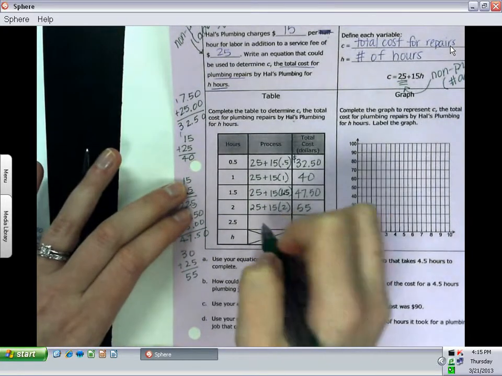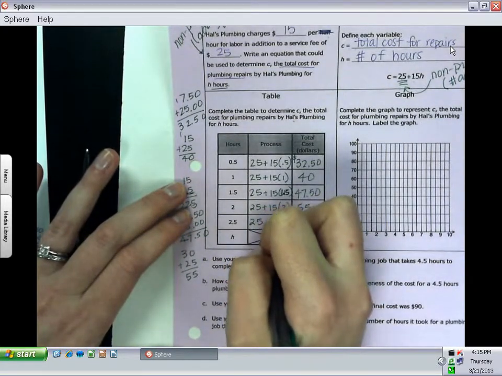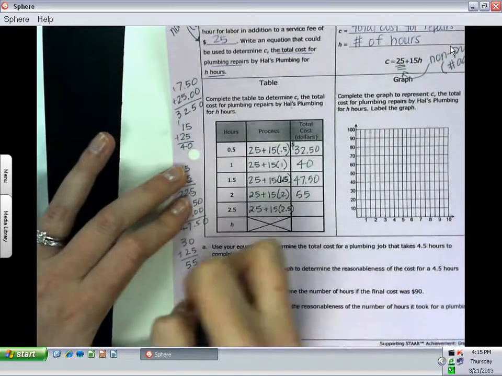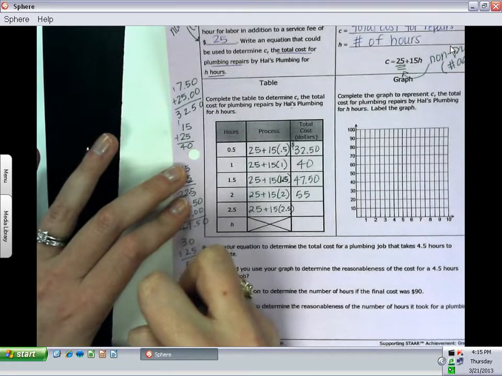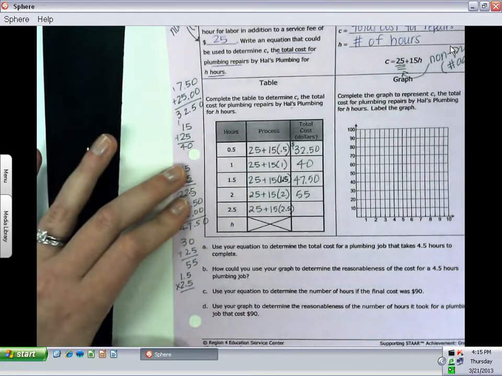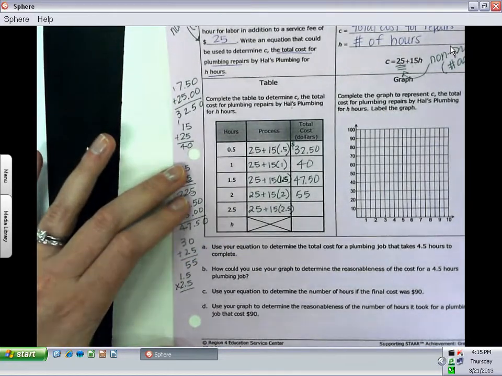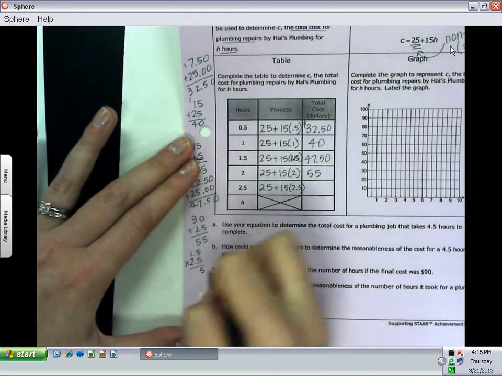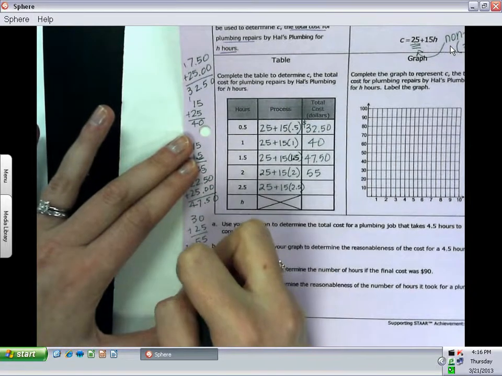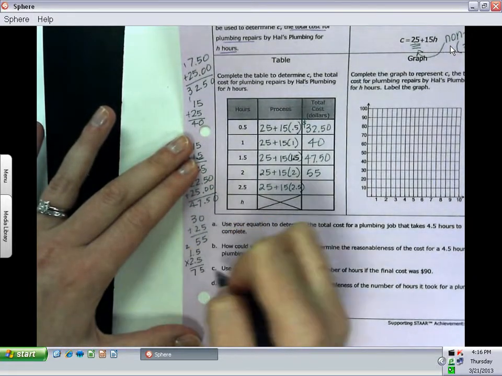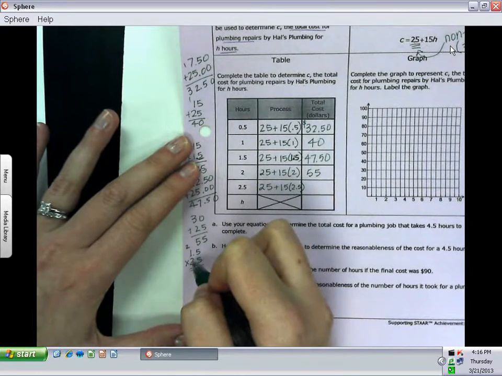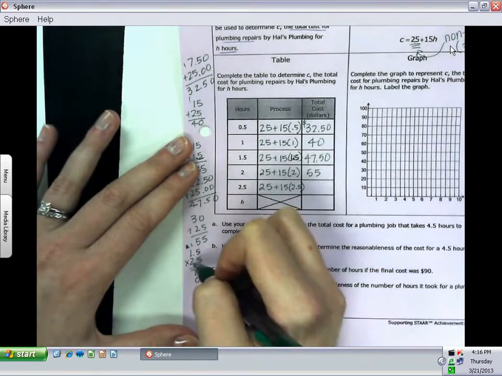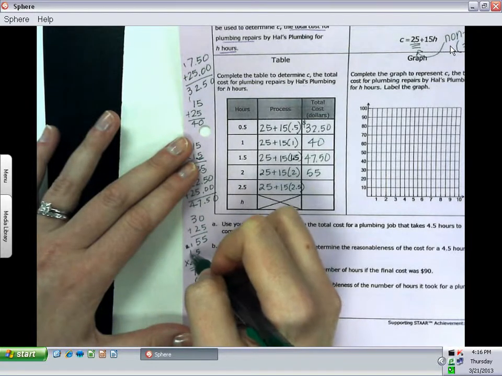And then the last one, 25 plus 15 times 2.5. And I don't know what that is, so I'm going to have to actually multiply here. 15 times 2.5. So 5 times 5 is 25. Carry the 2. 5 times 1 is 5, plus 2 is 7. Don't forget your 0. 2 times 5 is 10, so write the 0, carry the 1. 2 times 1 is 2, plus 1 is 3.